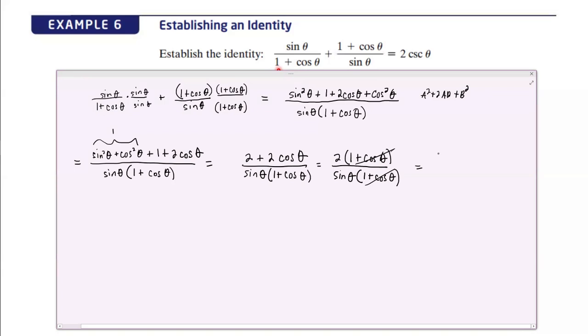But sine theta has a reciprocal relationship with the cosecant. So the 2 over sine theta is equivalent to the 2 times the cosecant theta. Okay, so the right-hand side is derived.